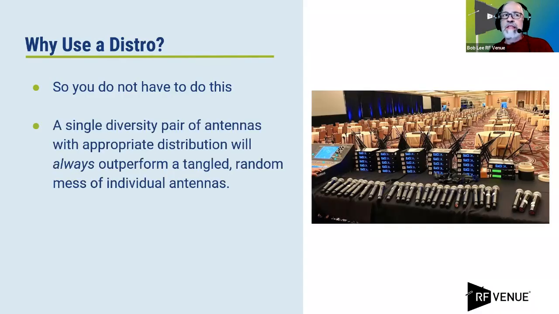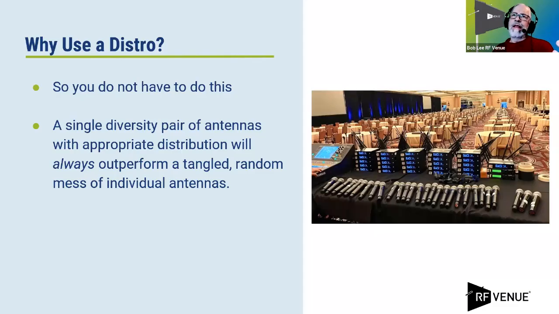Okay, so you want a single diversity pair of antennas to pick up the most basic area. You can use multiple diversity pairs if you need to pick up different zones. But for today, we're going to keep things simple. And for a room like this, you could cover that easily with just one diversity pair of antennas. So then you use appropriate distribution to feed that diversity feed into all of the diversity receivers.